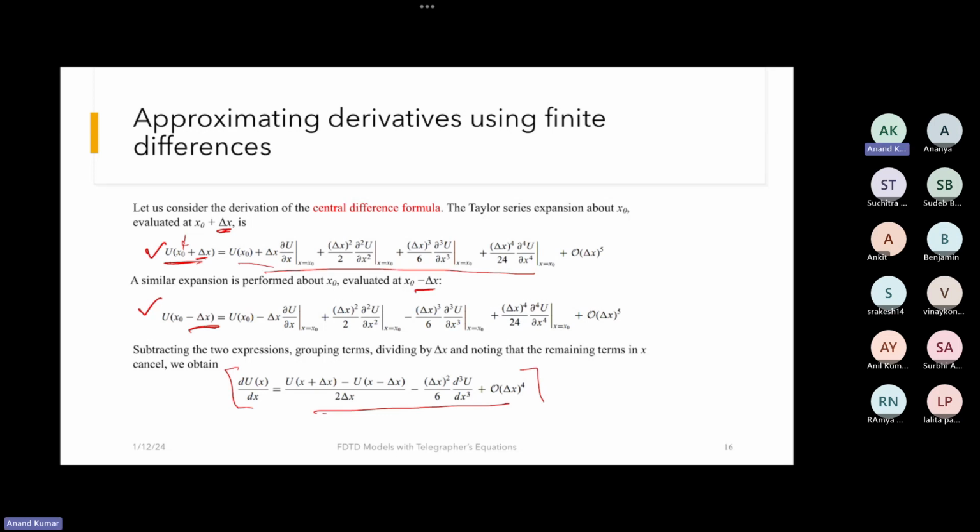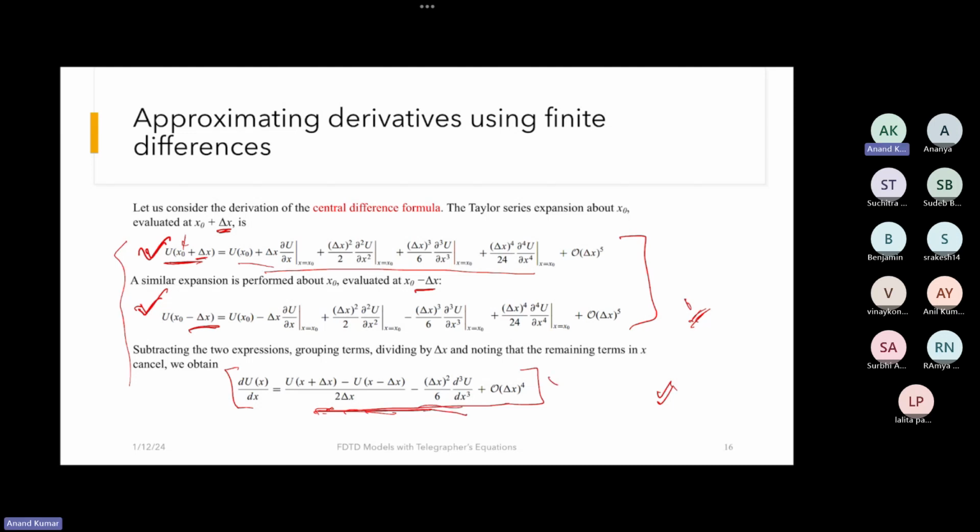I'll pause over here and let you read this. Maybe you can use pen and paper and write this down. You'll get a better idea of the math we're doing here, or you can do it later as well. From the Taylor's formula, we write the first expression. From the Taylor's formula, we write the second expression. We subtract these two expressions, and we end up with the central difference formula.